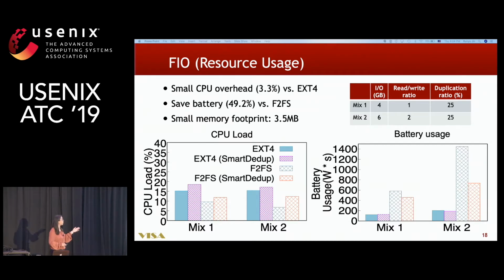This graph shows the battery usage. SmartDedup also performs perfectly, and it actually saves battery by 49% compared to F2FS. And all these experiments are conducted using only 3.5 megabytes of memory.